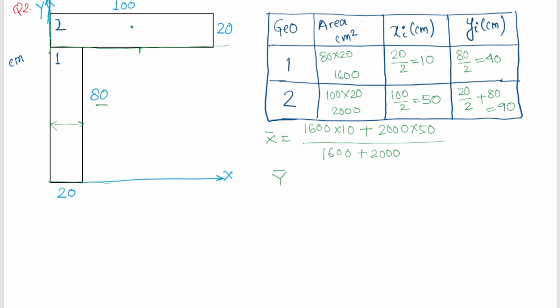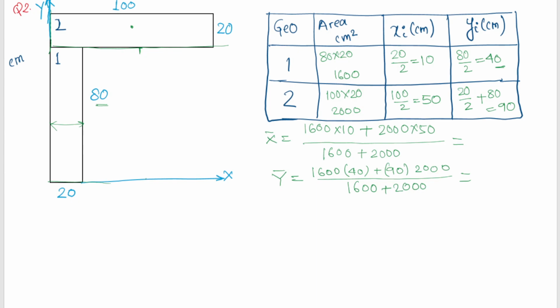and y bar is equal to 1600 into 40 plus, since the areas are being added, 90 into 2000, divided by 1600 plus 2000. So let's find out the values.